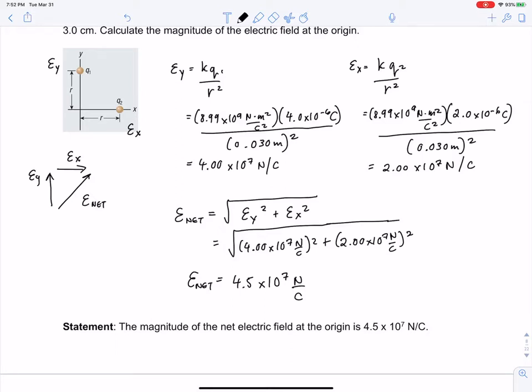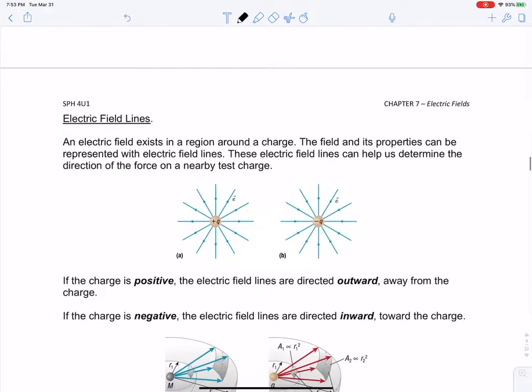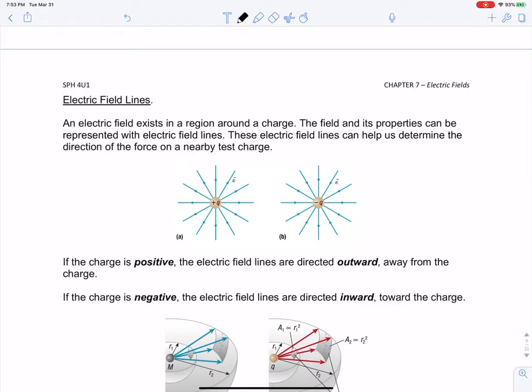Now let's spend some time looking at electric field lines. An electric field exists in a region around a charge. So we have a diagram showing a positive charge, and we have these electric field lines, which are directed line segments pointing away from the positive charge. And in part B, we have a negative charge, and we have the electric field lines, which are directed line segments pointing towards the negative charge.